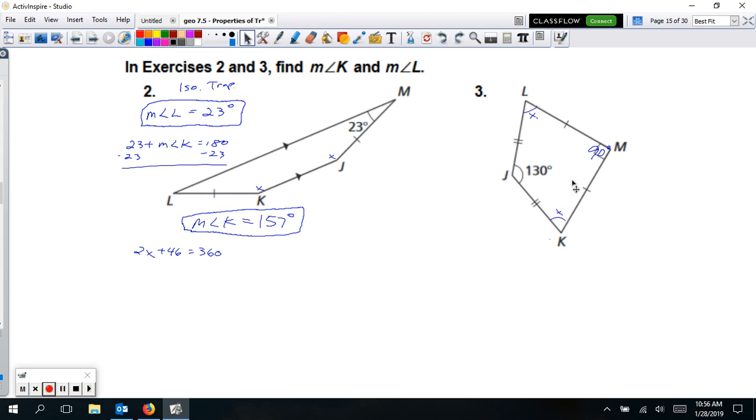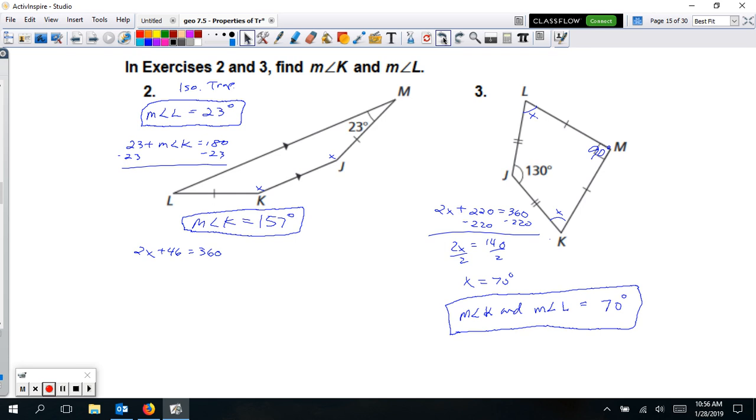And then we can put that together with our quadrilateral sum theorem. We could do the same thing and say, okay, this is 2x here, and you can add this up, 130 plus 90, and that would give us 220 when you add the 130 and 90 together. Subtract 220 from 360, and now 2x is equal to 140, divide by 2, and so x would be 70 degrees. So the measure of K and the measure of L are both going to be 70 degrees.